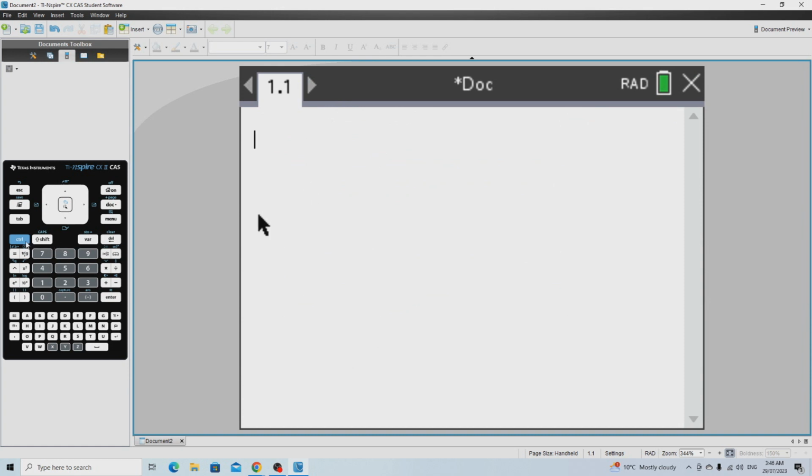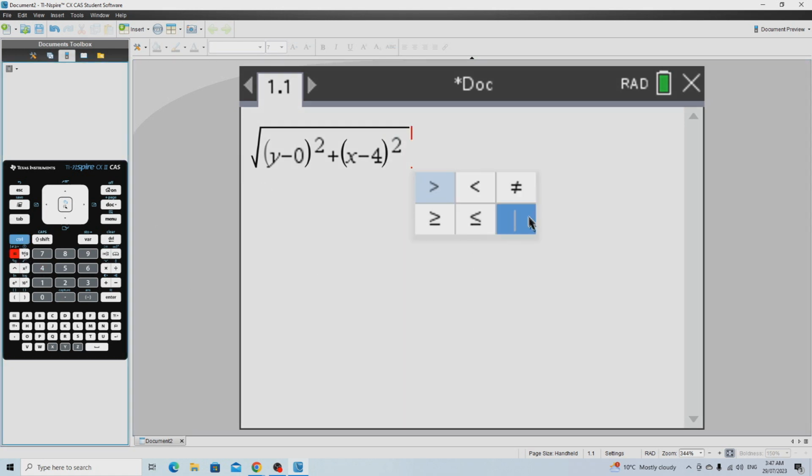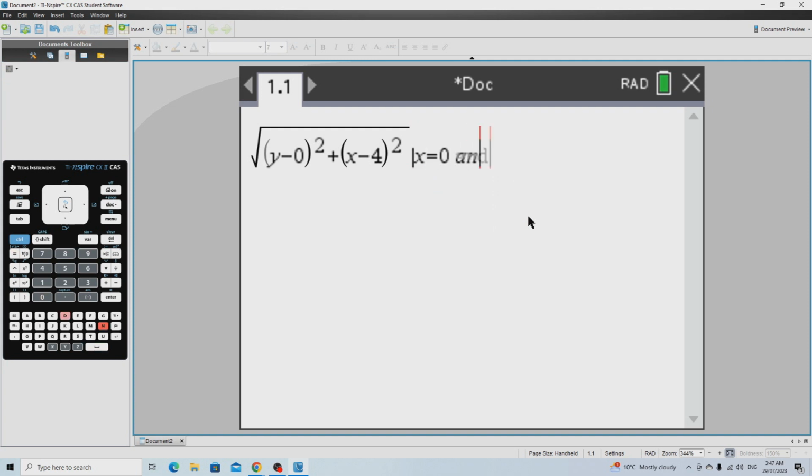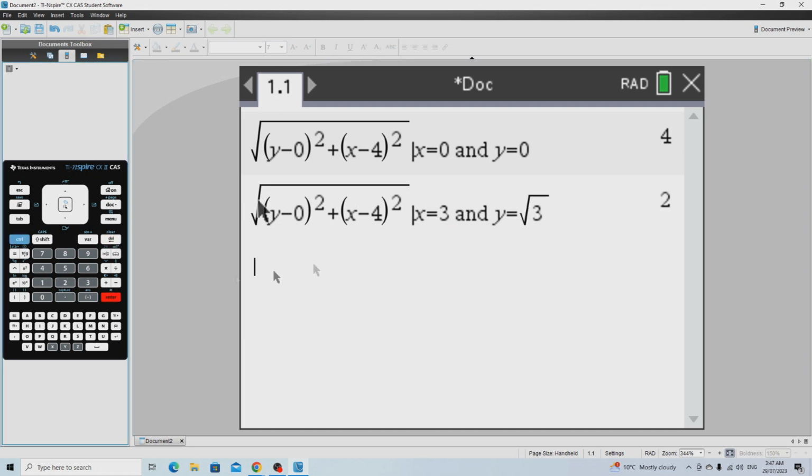So let's just say, define the distance. We want to find the closest point. So we want to find the distance of, let's say, y minus 0, all squared, plus x minus 4 squared. And we want to try the first value, which is x equals 0 and y equals 0. Okay, so for the first one it's 4. Yep, let's take this and let's change the value. So the next one is 3 root 3. Okay, 2, getting smaller.